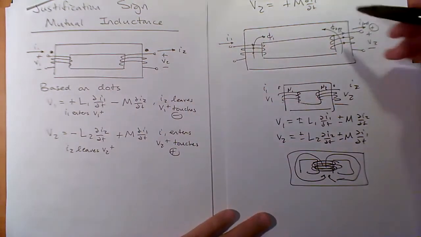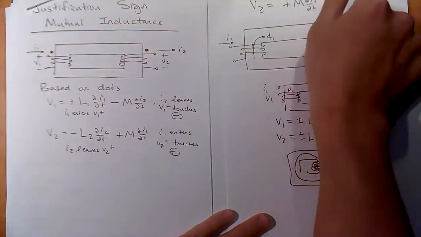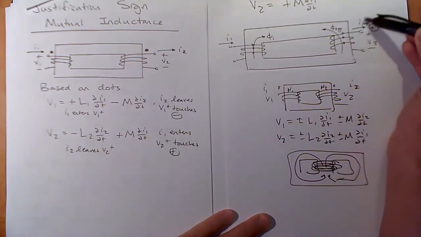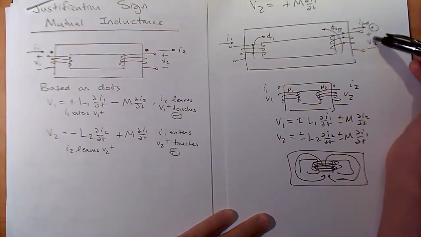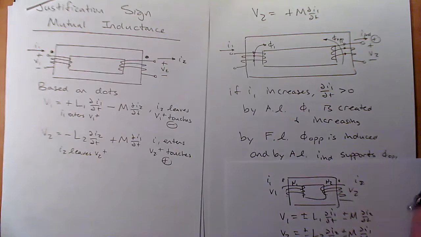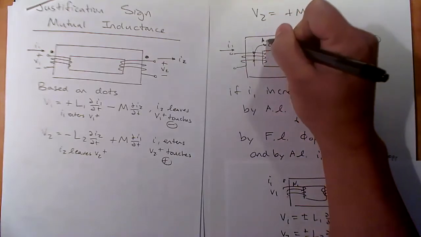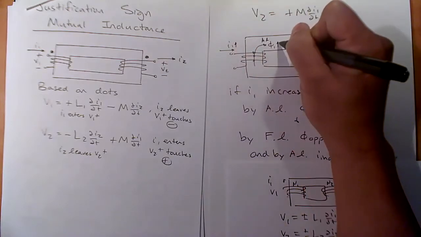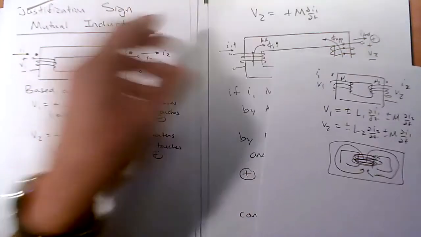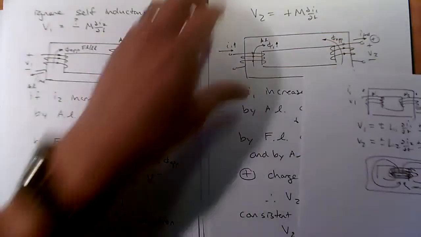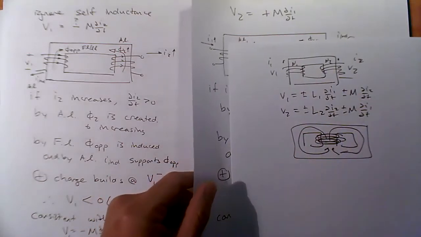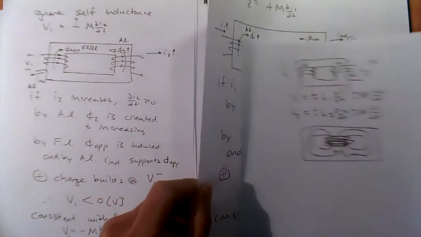opposed. Good. To support that phi opposed by Ampere's law again, we would be in this direction and you could see a positive charge would build up at this positive terminal. Therefore, V2 would see a positive number. Excellent. We're getting consistency, right? And so we would write here Ampere's law, this is increasing and this is increasing. Good. I hope that convinces you that Faraday's law and Ampere's law are consistent with our dot convention rules for finding these mutual inductance signs.